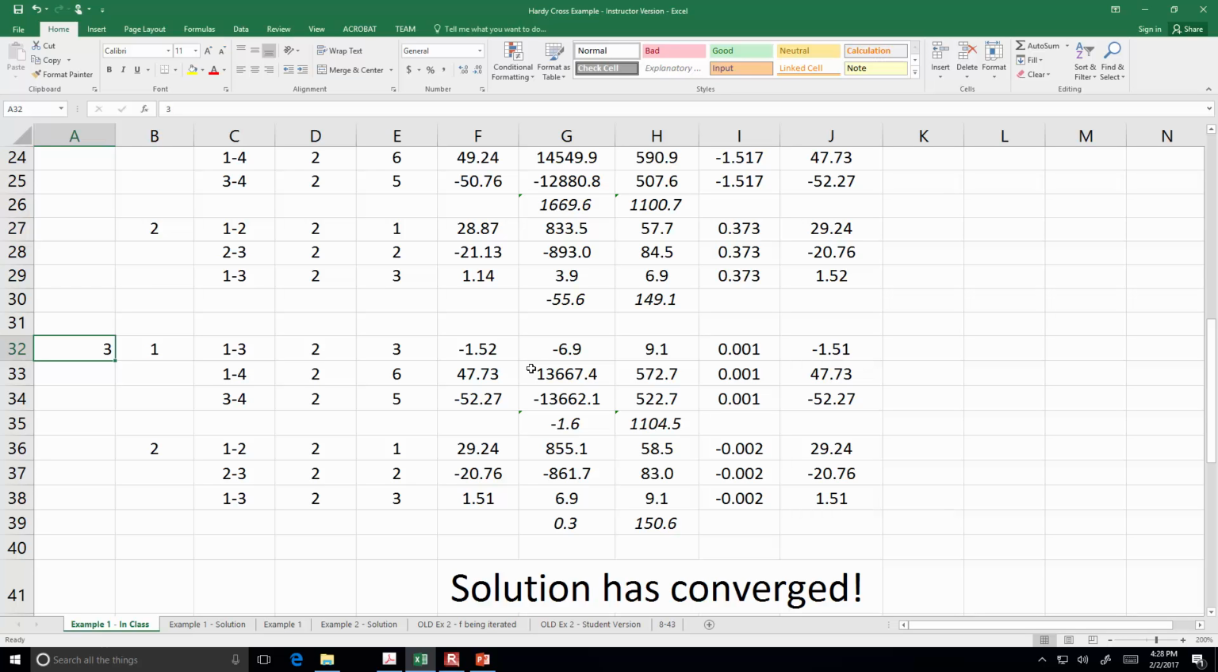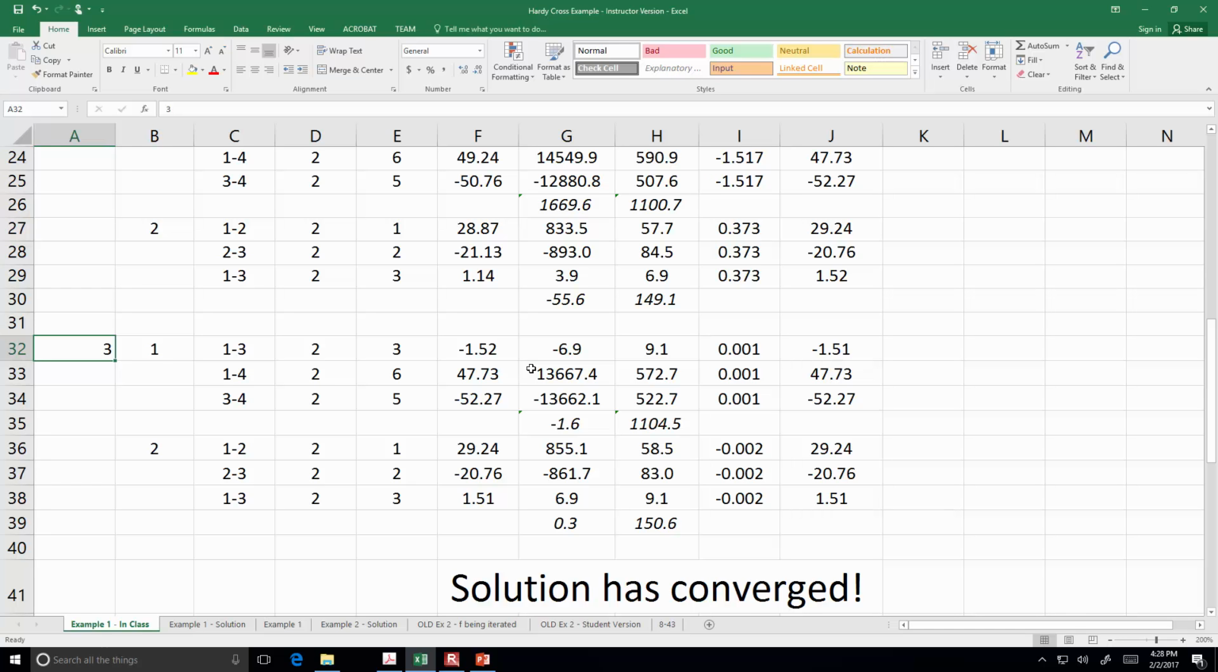It's not really changing. And another way to know that everything looks good is to look at pipe 1-3, that common pipe. It's the same flow rate here, 1.51, as it is from the perspective of the other loop. So it's 1.51 in both loops. So that's another good sign.